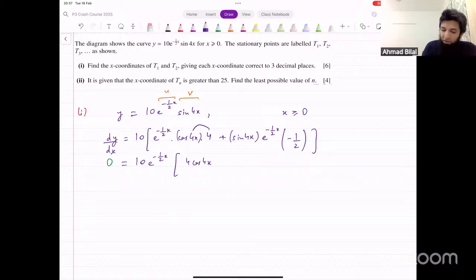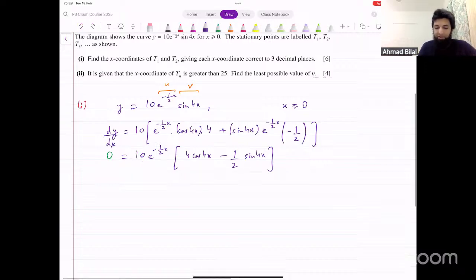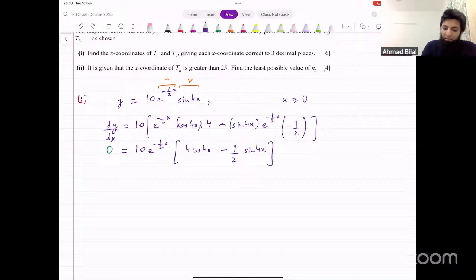Remember, this 4 cannot multiply with this 4x. This 4 is outside cos, right? So 4 cos 4x minus half sine of 4x. So I've taken this common outside, e power minus half x. Now, what does that mean? These are factors, right? Two things multiplying, and the result is equal to 0.